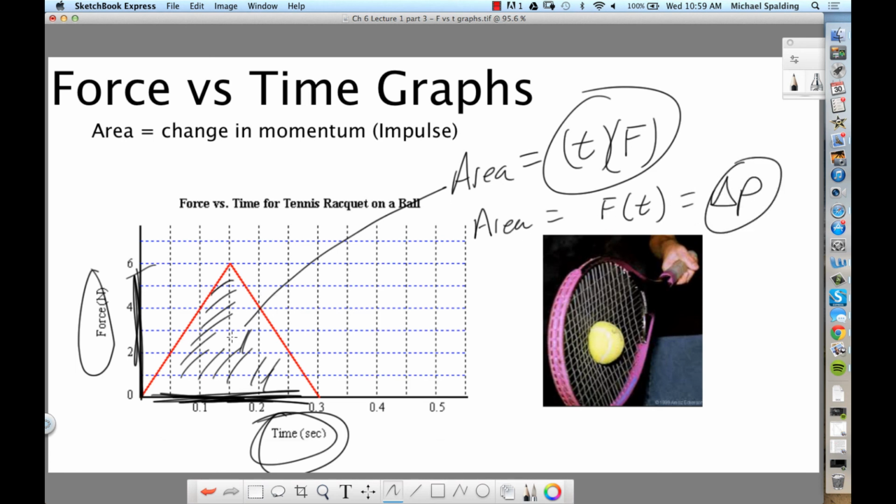And yeah, some of you are like, hello, it's a triangle. Yeah, so you put a 1/2 in front, but you're still doing force multiplied by time. It's still force multiplied by time. Does that make sense? Area under a force-time graph is change of momentum.